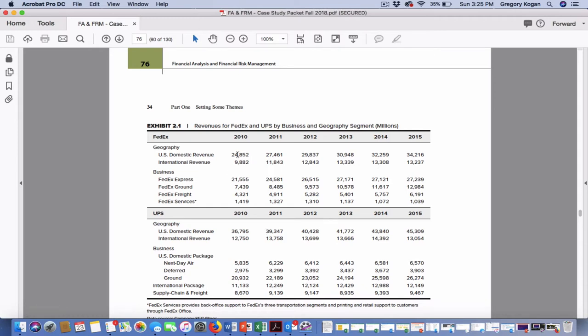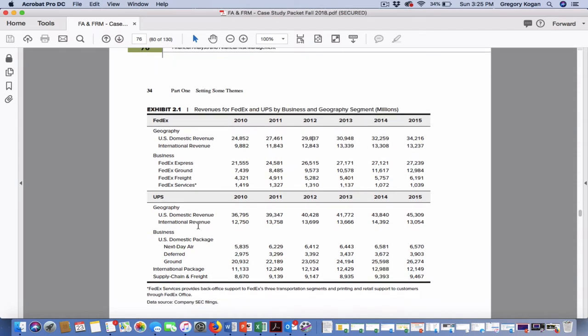As you see, from 2010 to 2015, the revenue for FedEx has really been growing pretty rapidly, both internationally and in the U.S. So in the U.S., we have it going from $24 billion to $34 billion, okay? And then international from about $10 billion to $13 billion. So both at about 30% growth, a little bit even higher.